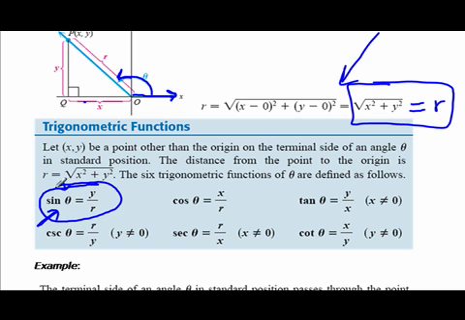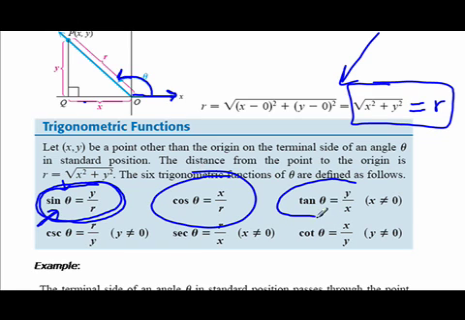So to find the sine of an angle, it's simply found by taking the y coordinate divided by your r value, cosine x over r, tangent y over x, and the other three, folks, are simply reciprocals of the above three. So notice that sine and cosecant, these two are nothing more than reciprocals of one another. You simply flip the fraction and you get this one down here.